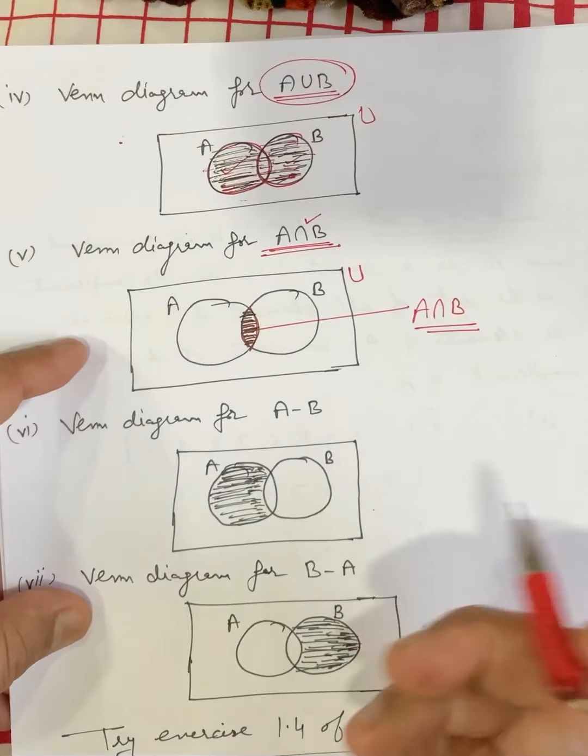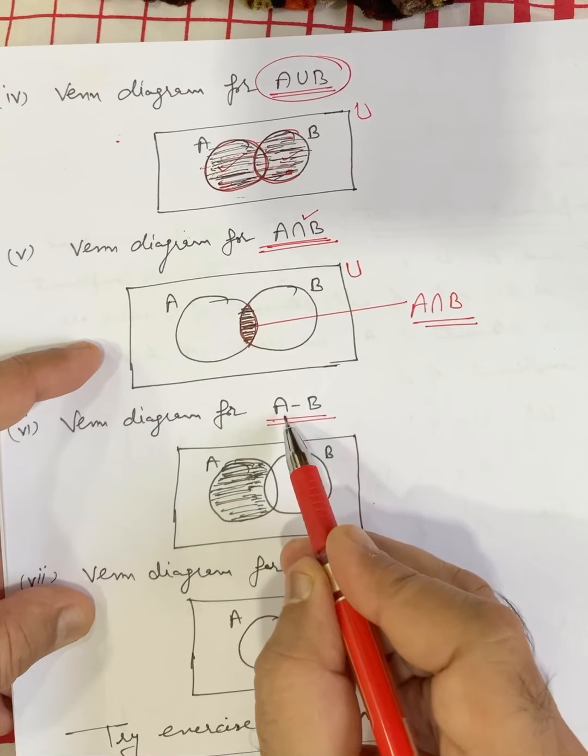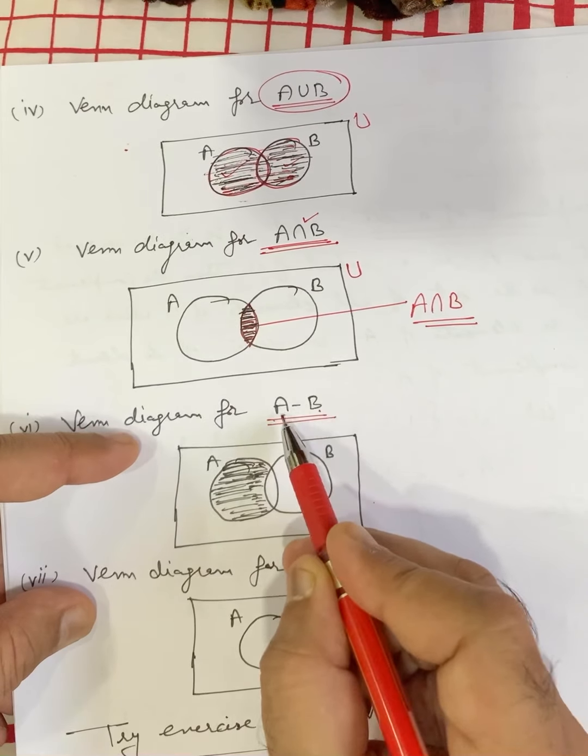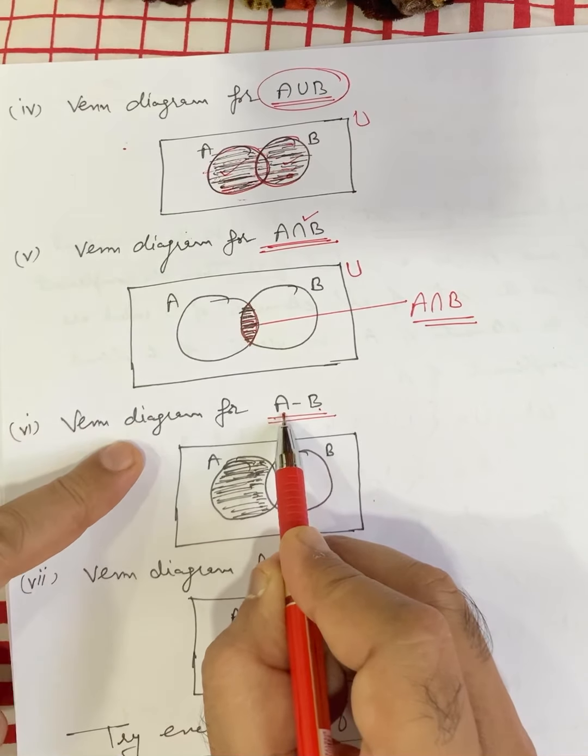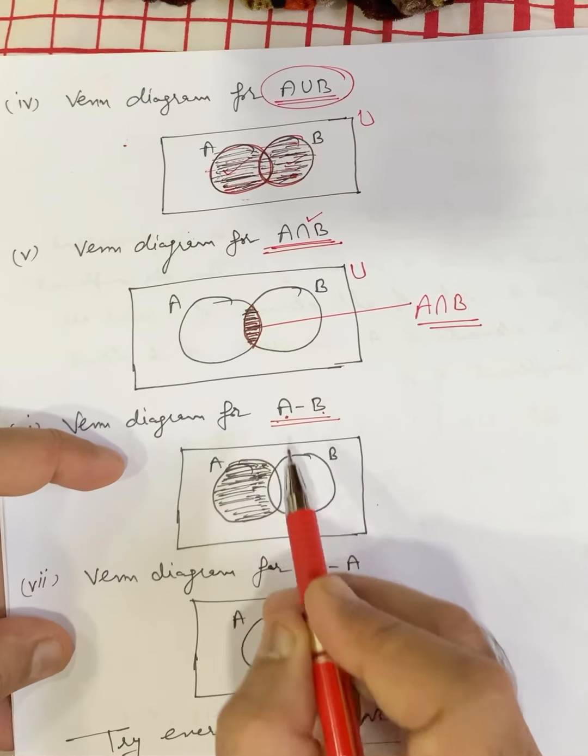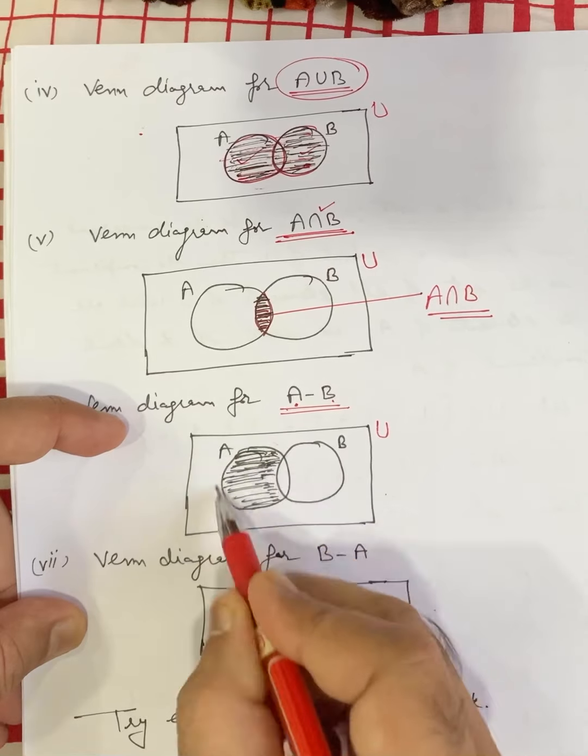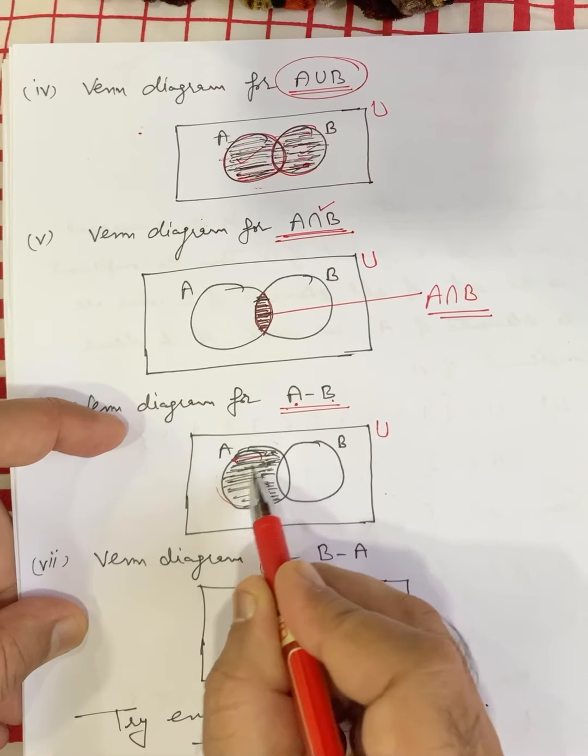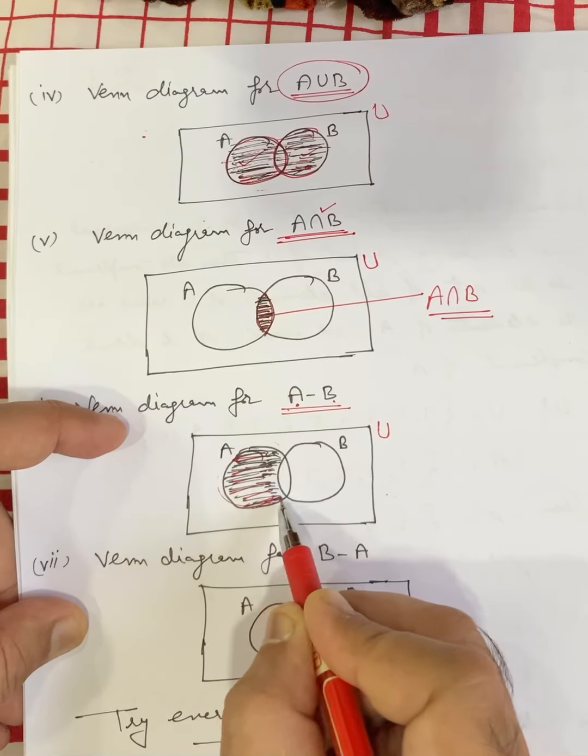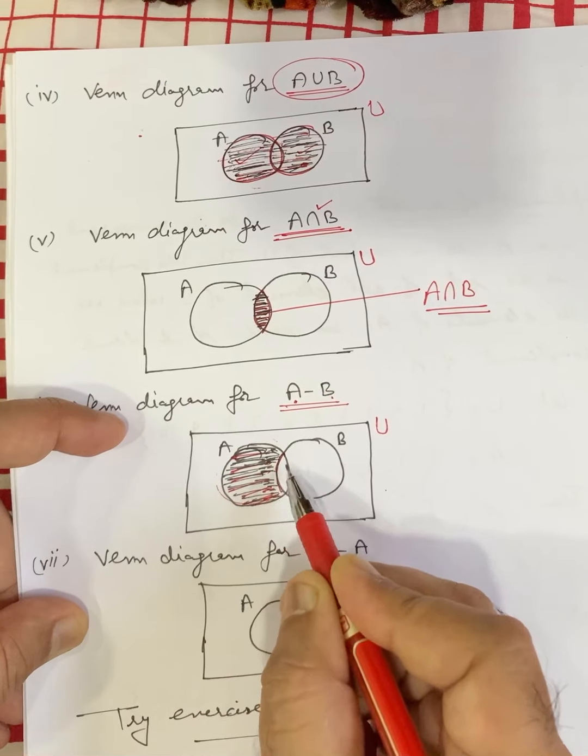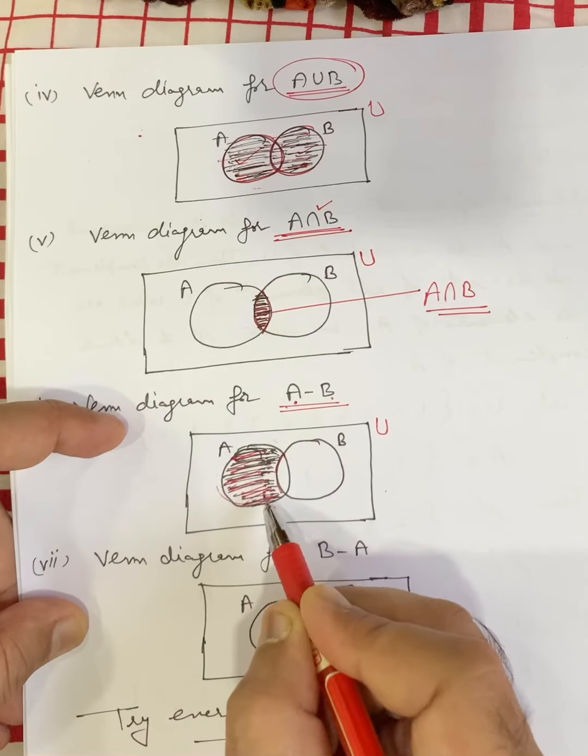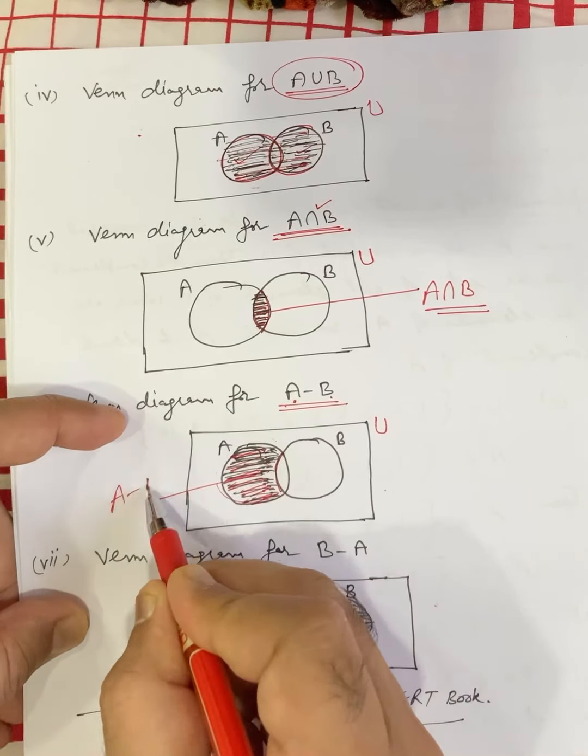Now Venn diagram for A minus B. Subtract the elements of B from A. Remaining elements of A, that will be the difference. So how do we represent this in the Venn diagram? Again, rectangle universal, these two sets A and B, then shade the remaining part of A. Common छोड़ देंगे. Remaining part of A, that represents A minus B.